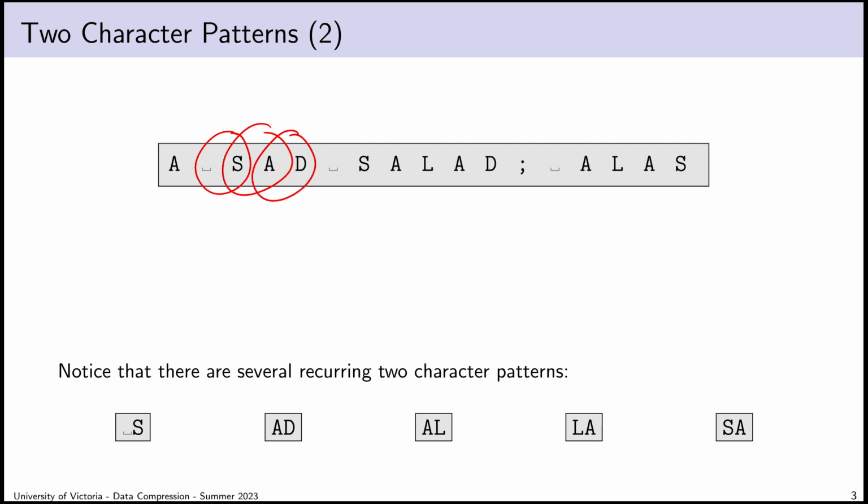But then we've got AD. So space S, then SA, then AD. And then again, there's space S, there's SA, there's AL, there's LA, and there's AD. Wow, actually, if we begin thinking about 2-character patterns, there are a lot of recurring 2-character patterns. And moreover, notice that a bunch of them overlap.